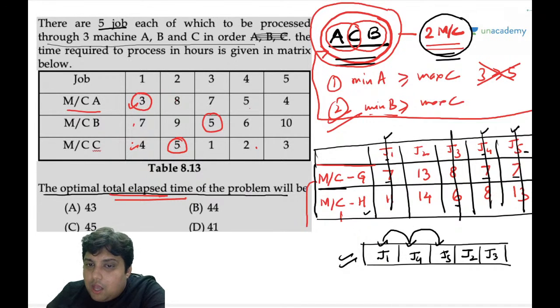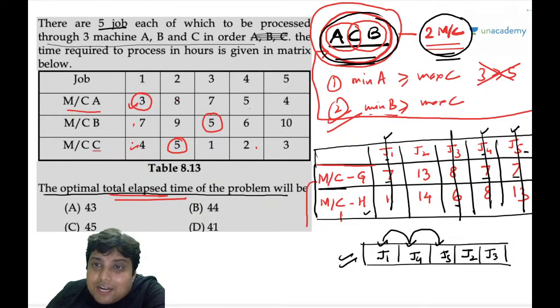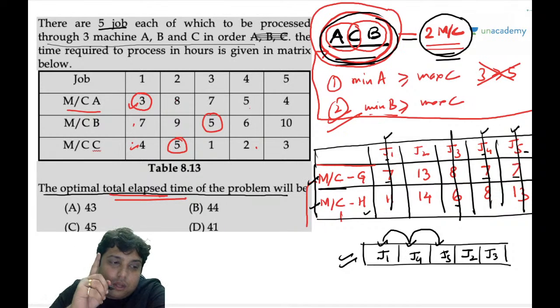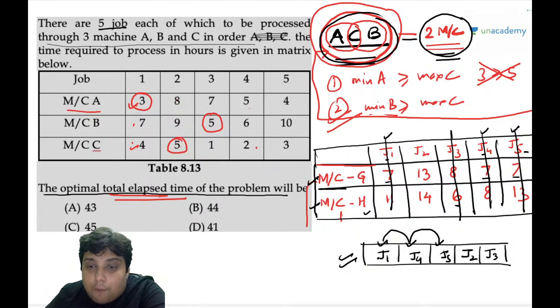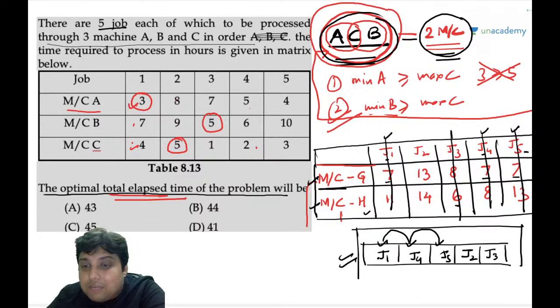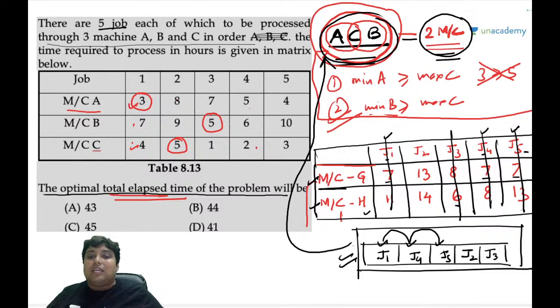So guys, remember, the only purpose to use the 3 machine problem and convert it into a 2 machine problem, machine G and machine H, was to obtain the optimal sequence, and now the optimal sequence has been obtained. Once the optimal sequence is obtained, this 2 machine problem is of no use. I will be optimizing the original 3 machine problem using this sequence.